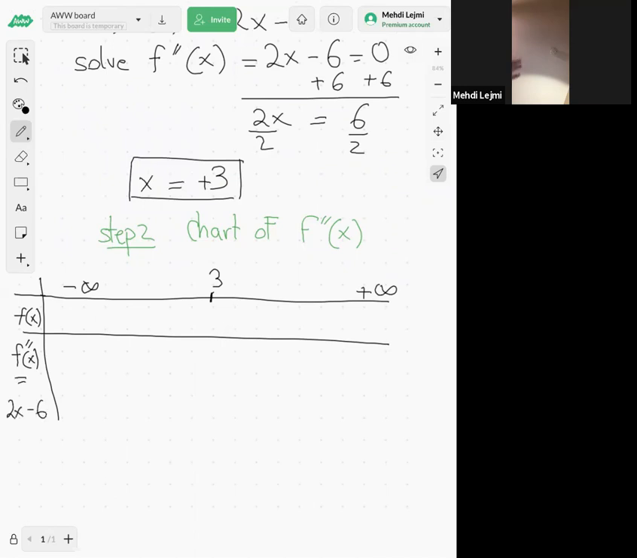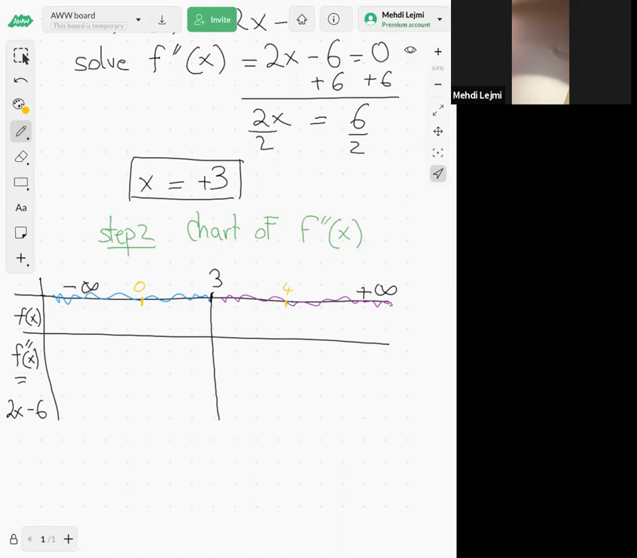Here, in this case, we have only two intervals: from negative infinity to positive 3, and the second interval from positive 3 to positive infinity. Let's say this line represents the number positive 3. Now pick a random number between negative infinity and 3. Let's just pick 0, a very simple number. And from 3 to positive infinity, let's pick 4, for example.